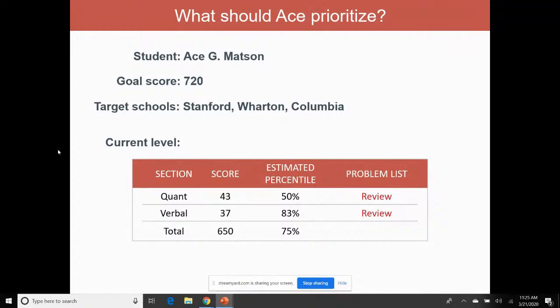I'm pausing for a moment, letting the screen share and presentation come back because you do need to see the presentation to respond to my next question. There we are. If this is someone's score report from a practice test, where should they place their emphasis? Quant or verbal?